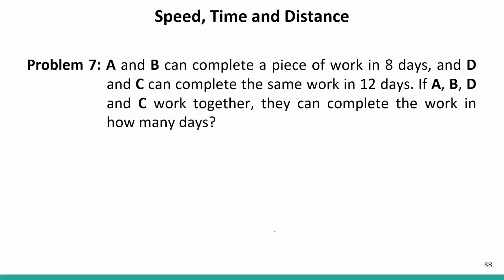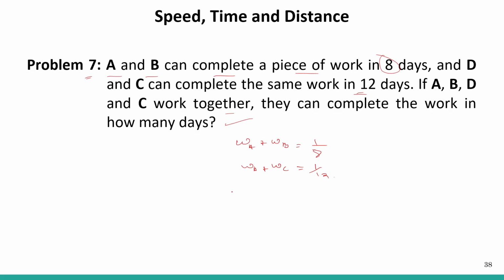Okay, let's go for problem number 7. So A and B can complete a piece of work in 8 days, and D and C can complete the same work in 12 days. Okay, and A, B, D and C working together, they can complete the work in how many days? This is what is asked. So given to us that WA plus WB is equal to 1 by 8, that is work rate of A plus work rate of B is equal to 1 by 8, and given that WD plus WC is equal to 1 by 12.